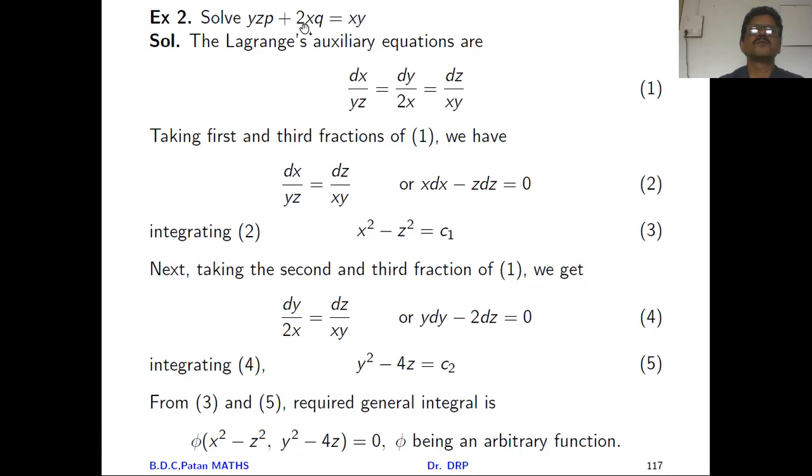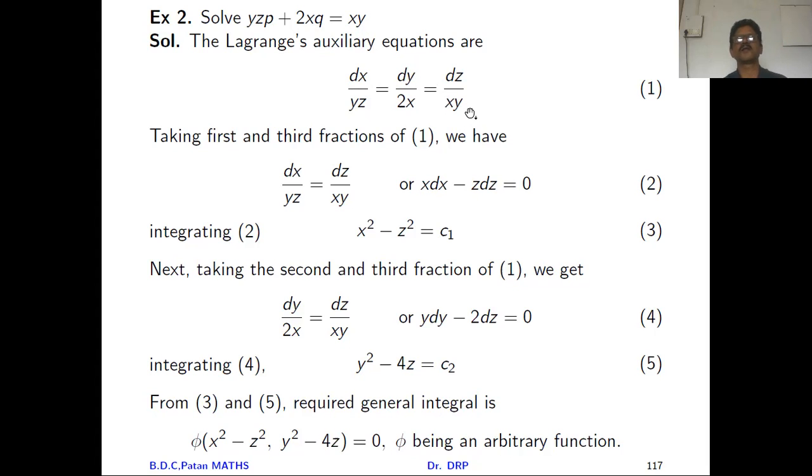If you observe this given equation, it is in Lagrange's linear form, that is Pp plus Qq equal to R. So first we will consider Lagrange's auxiliary equations: dx upon P equal to dy upon Q equal to dz upon R. So P is yz, Q is 2x, and R is nothing but the right hand side of the equation, that is xy.